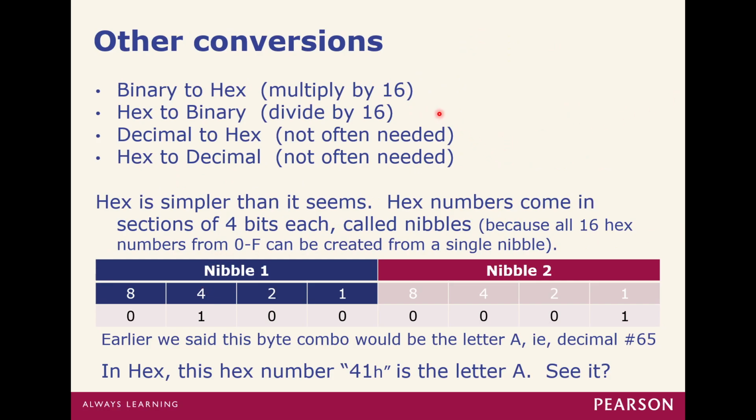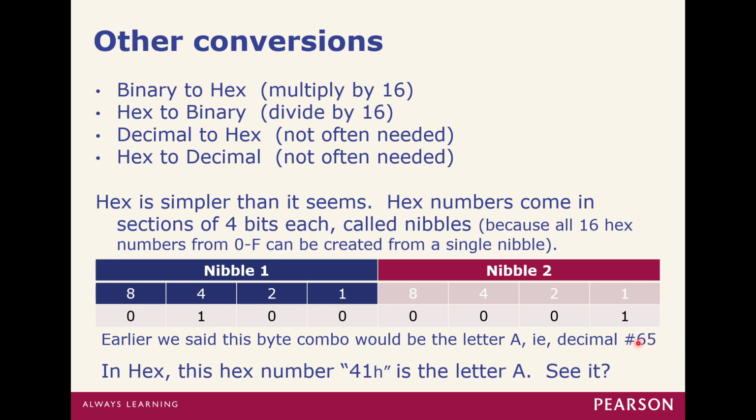Now here we have the other conversions, where we have binary to hex, hex to binary, decimal to hex, and hex to decimal. This one is not used much. It's used only from binary to hex and hex to binary, most of the cases. Now to convert to hex, it's easy. It's not that hard. So basically you have two nibbles. So here you have nibble 1, nibble 2. This one you cut it into 1 2 4 8 and then 1 2 4 8.